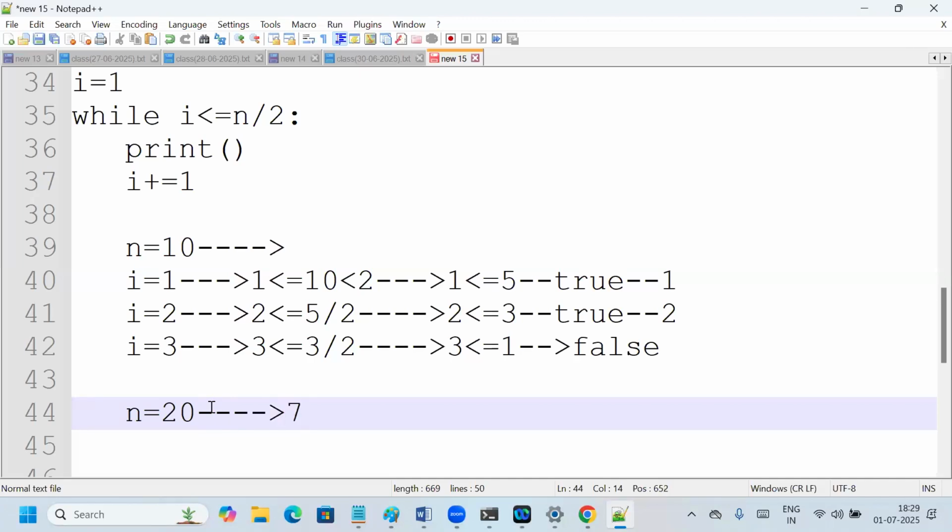Guys, now tell me one thing. What is your n value initially? 10. Why every time are you dividing the n value by 2? Tell me, will n be divided every time in this case? Yes or no, guys? For example, let me launch Jupyter so you will understand the things. How much confusion there is.